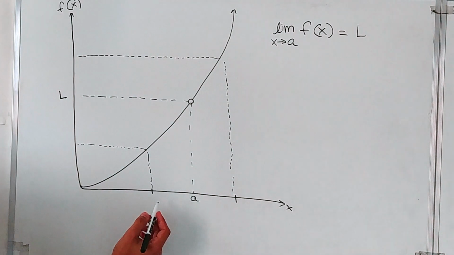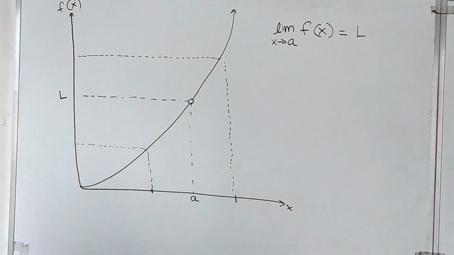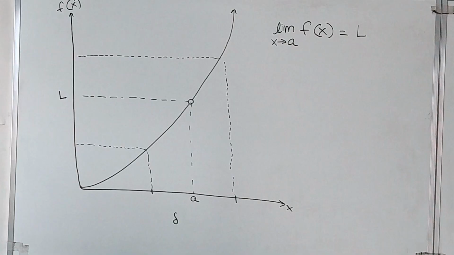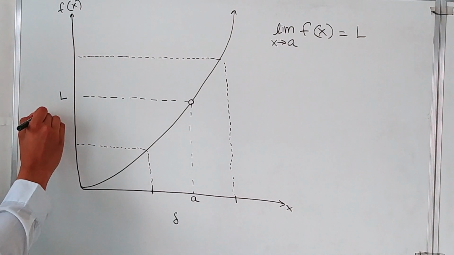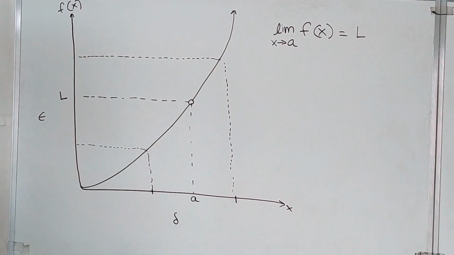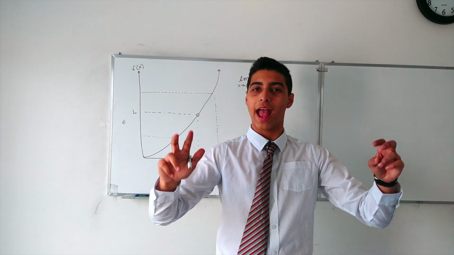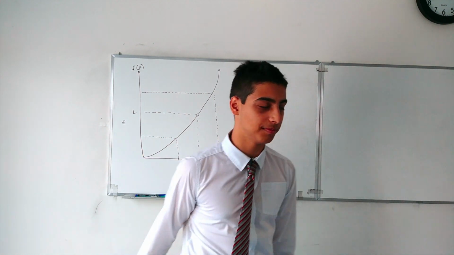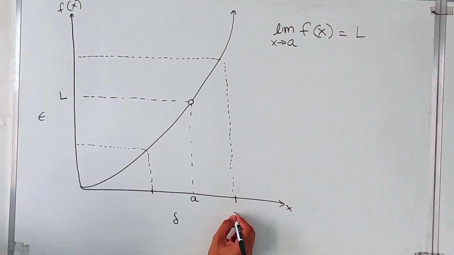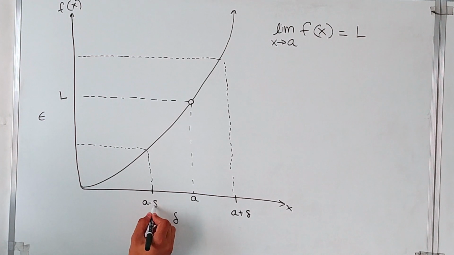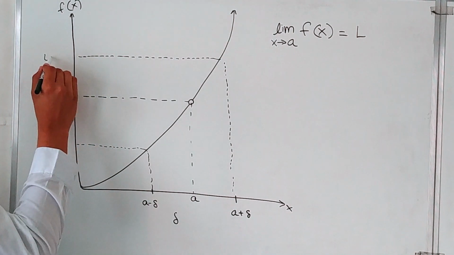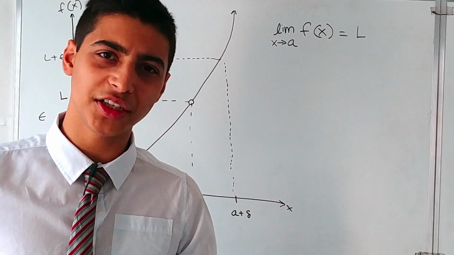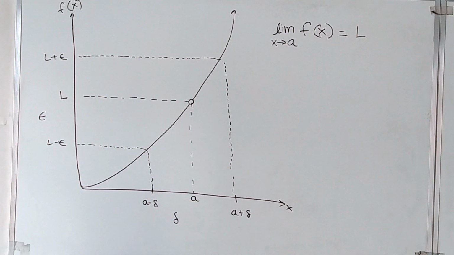So, I am going to call this distance from A delta. And I'm going to be calling this distance from L, as you guessed it, epsilon. So now I think you can really understand where the term Epsilon-Delta Limit Definition comes from. So therefore I can say that this point right over there is A plus delta. This point right over here is A minus delta. This point is L minus epsilon, and that is L plus epsilon. Pretty straightforward.